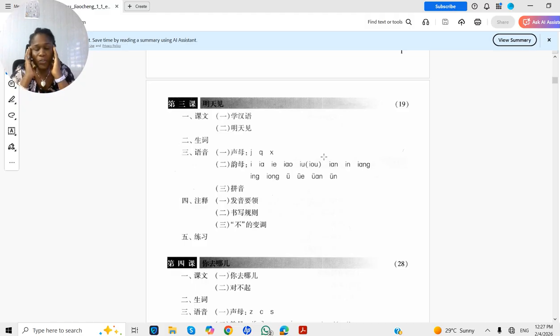Because my pinyin just went to fa. So I wrote "send sound". That was what I wrote: send sound, because fa means send and yin means sound. So I wrote send sound.